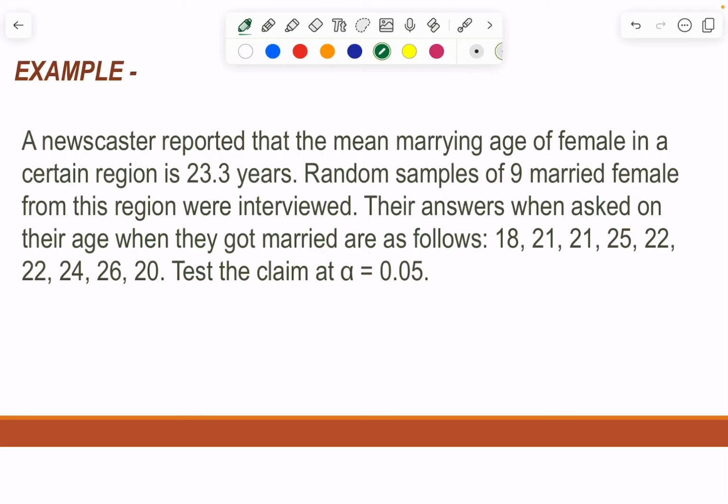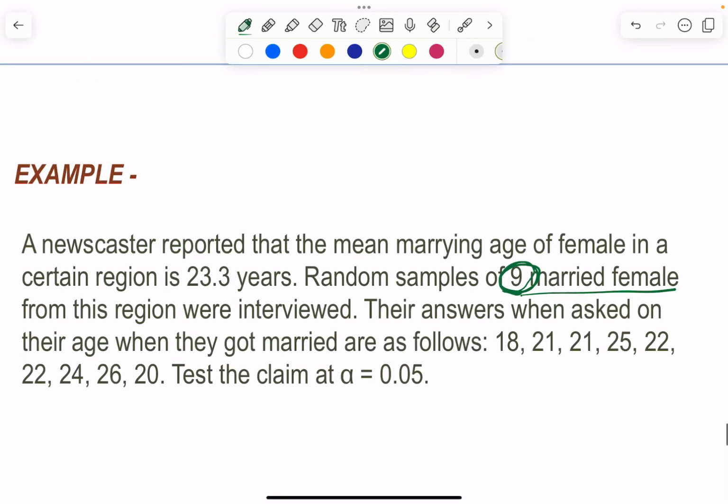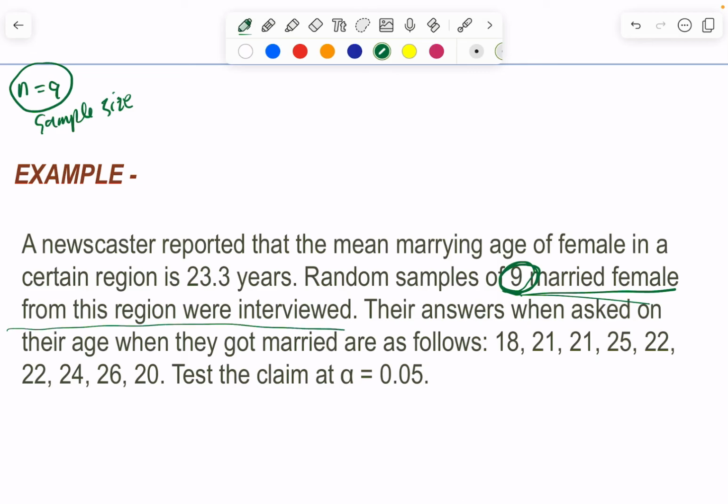So now, diri nga example, ang atuang standard deviation is unknown. The only thing that we have is our random samples of 9 married female. So, unsa man ni siya, this is your sample size. 9 is your sample size. Unsa pa other nga given diri. So, after ani ni sample size, wala siya naghatag og mean. So, that means wala pud tay sample mean.